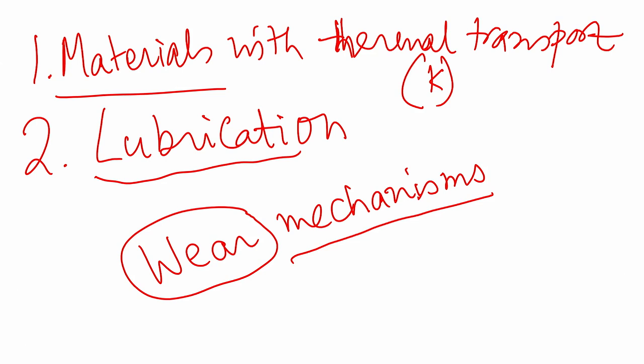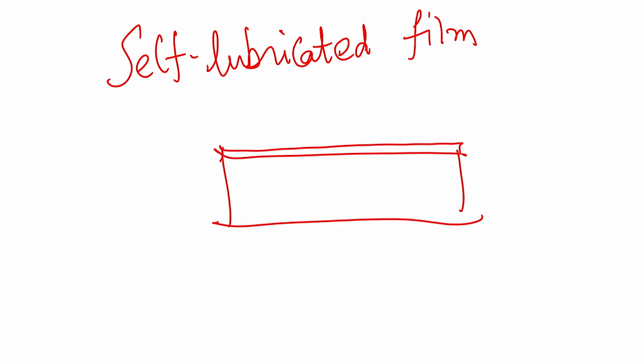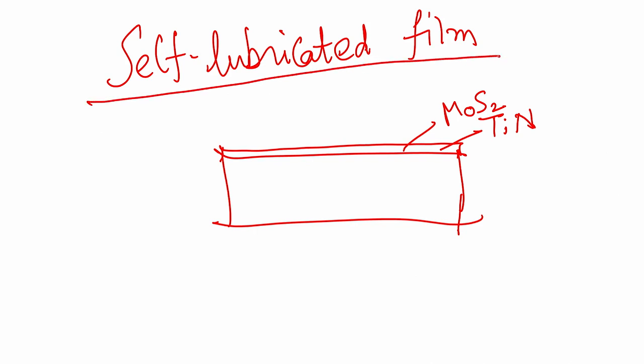Now, as we go along with wear mechanisms and so on, we will also see how different materials can be developed. For example, I said that there are materials with high thermal conductivity or thermal transport properties, and there is something called self-lubricating material, a self-lubricated film. One approach can be that you use the bulk material, but on it you deposit a thin layer of, let us say, titanium nitride, for example, or you can use some MoS2, molybdenum disulfide. So, this molybdenum disulfide or titanium nitride coating can act as a lubricating layer.